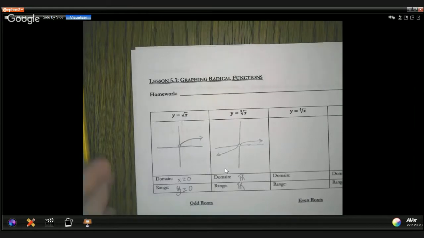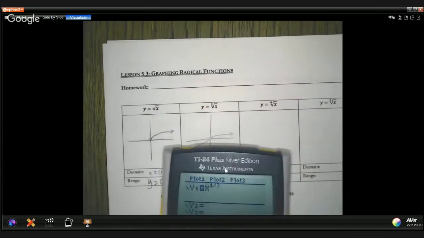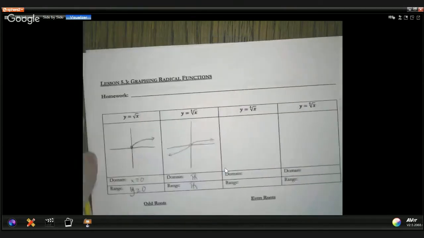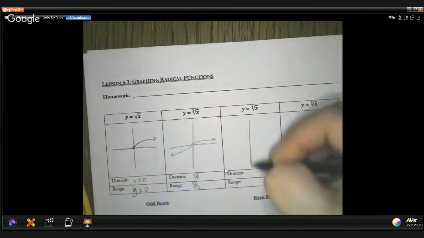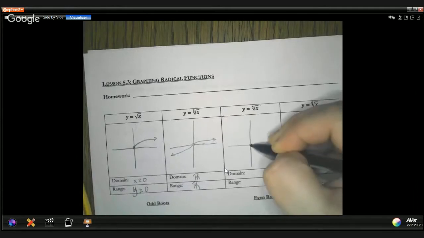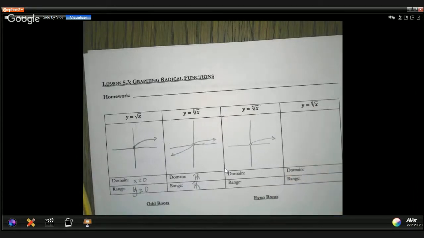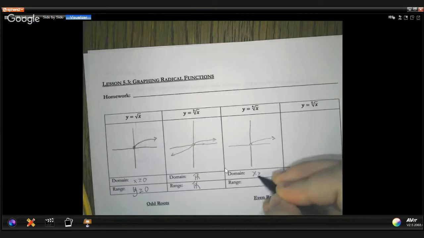Let's see what happens when we do the fourth root. So x to the power of 1/4. And if you notice, it kind of looks the same as the square root. It's a little flatter, but it's pretty much the same idea, where it just goes up in one direction. And so this one, the x is greater than or equal to 0, y is greater than or equal to 0 because it goes up and goes to the right.